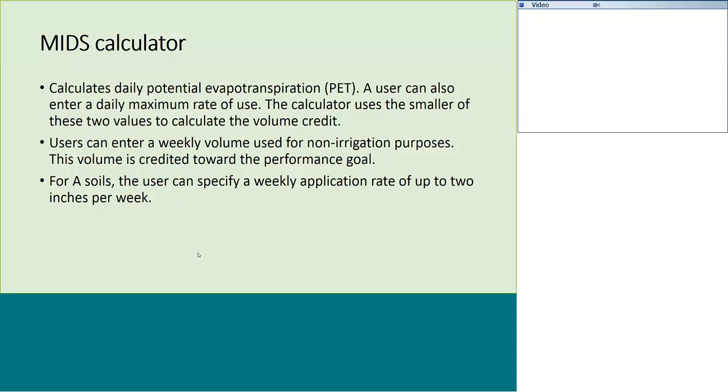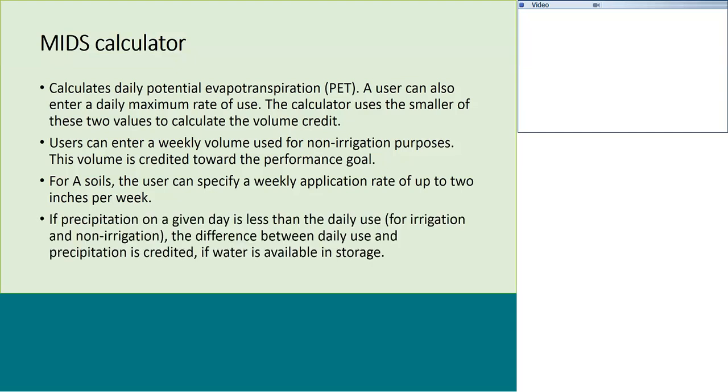We'll go back up to the second bullet here, that users can now also enter a weekly volume for non-irrigation purposes, and this volume is credited towards a performance goal. My experience with the calculator is this is a fairly small credit. If you're irrigating, you're typically going to put much, much more water on with the irrigation system than you're going to use for non-irrigation purposes.